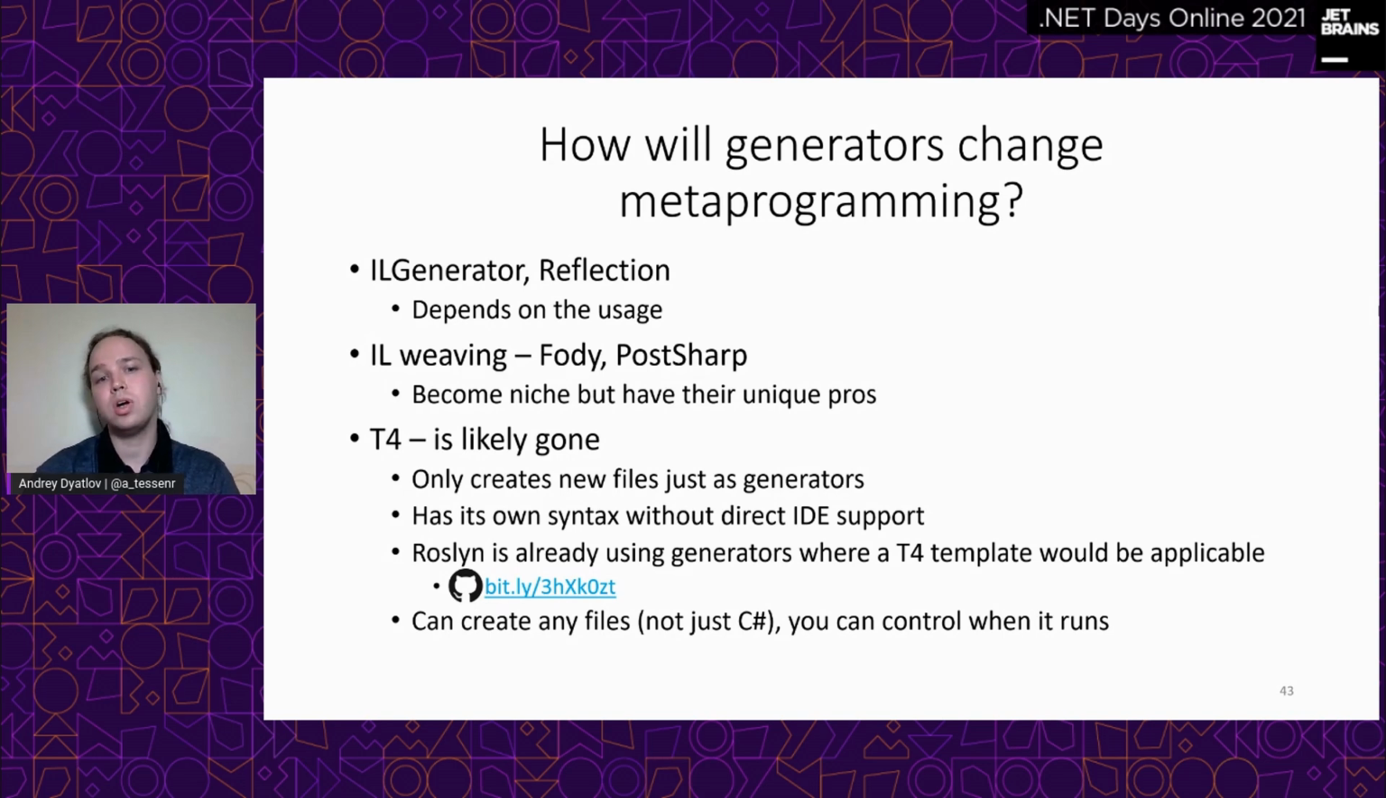And for example, Roslyn, our compiler, is already using source generators to provide syntax types from the XML declarations, something where a text template would be applicable. You can check pull requests that use source generators there. And the only advantages text templates have: they can create any files. They are not limited to just C#. And you have much more fine-grained control on when text templates are executed, because source generators are going to be triggered by the compiler every time something has changed in the code editor, and this might be a bit too often for some CPU-expensive tasks.